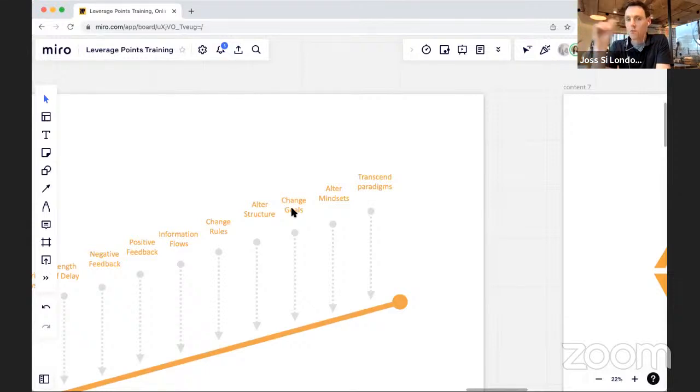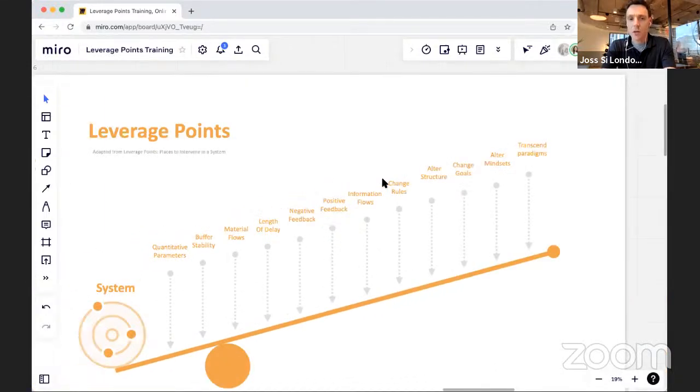Changing the goals of the system. When the system starts to understand what it's doing differently, its function and its purpose and its goals, its objective, then it starts to really change. You get big changes there. Changes in mindset, right? Changes in what we're doing and why we're doing it and what this whole system is about really starts to change things. And changes in paradigm, which is the whole way of framing the system and the context, is going to change everything in it. It's the highest leverage.